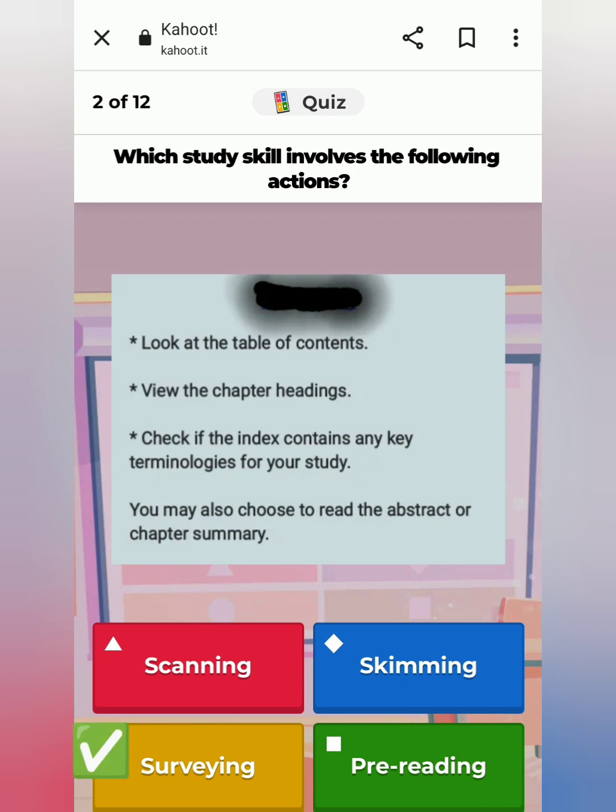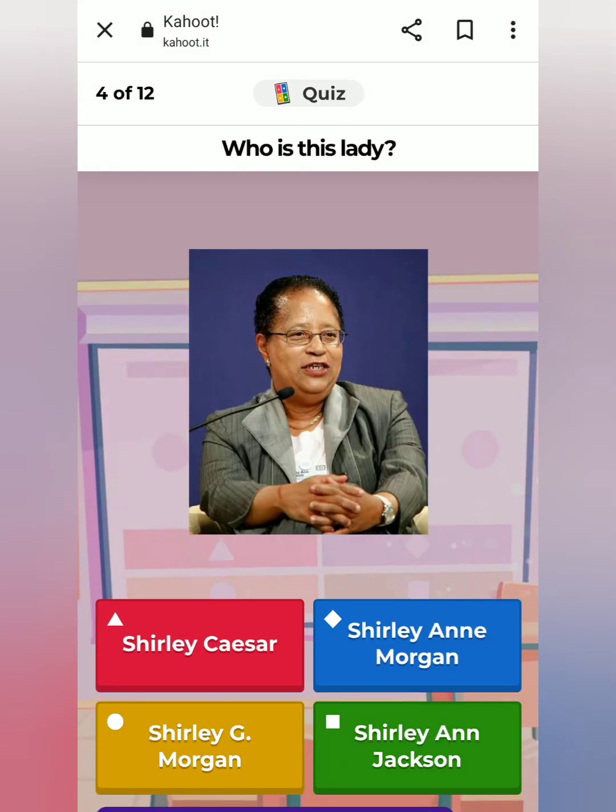Bear in mind that the index is at the back of the book, while the table of contents and the abstract are just at the front. February was Black History Month. And for Black History Month, we focused on some Black leaders who were revolutionary, especially in the field of engineering.